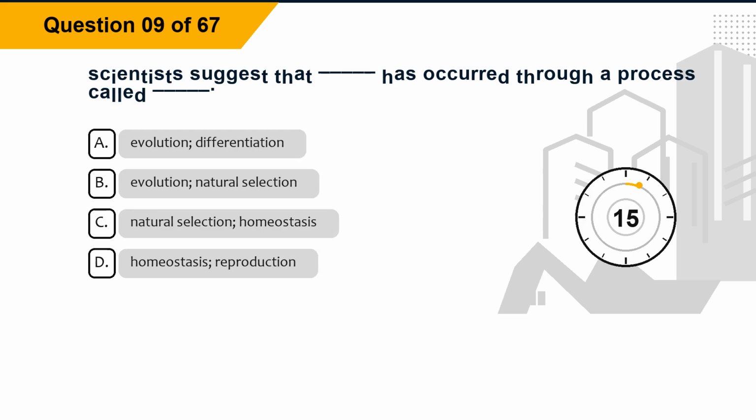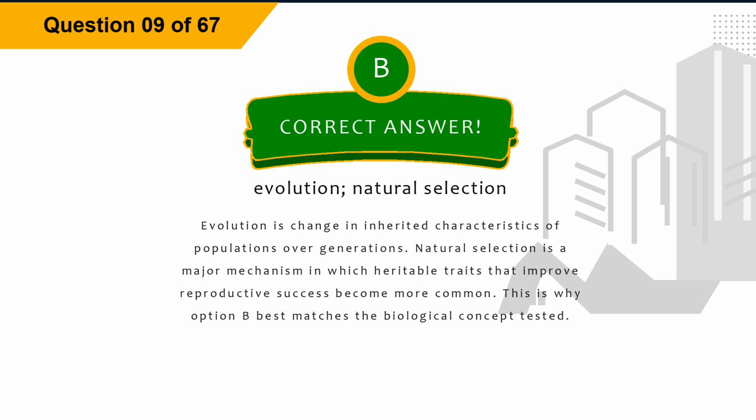Question 9. Scientists suggest that blank has occurred through a process called blank. Option A, evolution, differentiation. Option B, evolution, natural selection. Option C, natural selection, homeostasis. Option D, homeostasis, reproduction. The correct answer is option B, evolution, natural selection. Explanation. Evolution is change in inherited characteristics of populations over generations. Natural selection is a major mechanism in which heritable traits that improve reproductive success become more common. This is why option B best matches the biological concept tested.